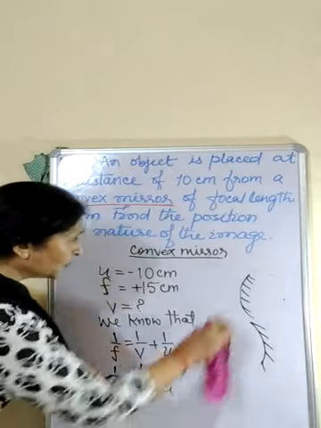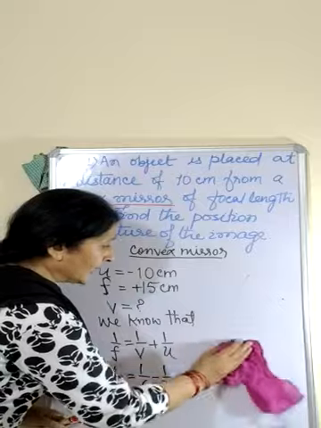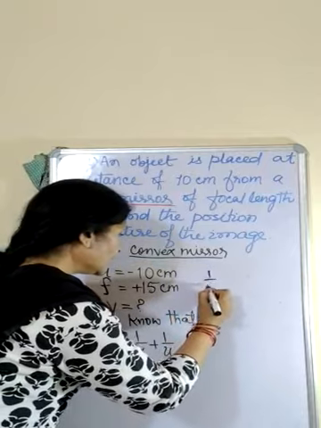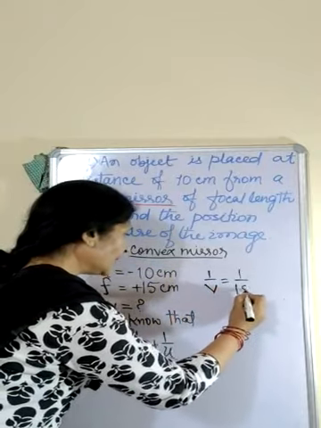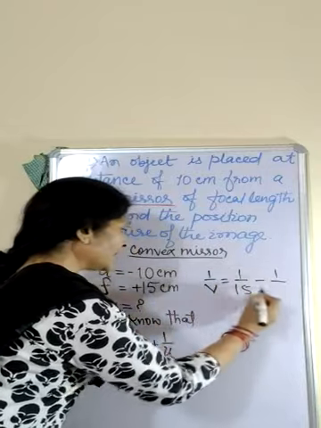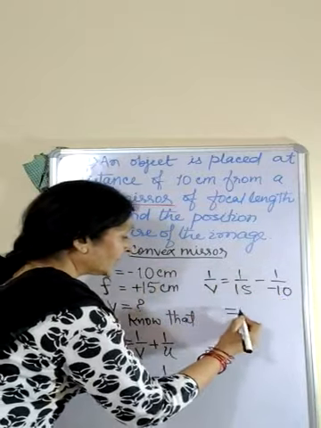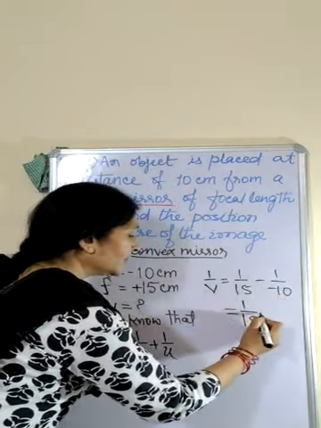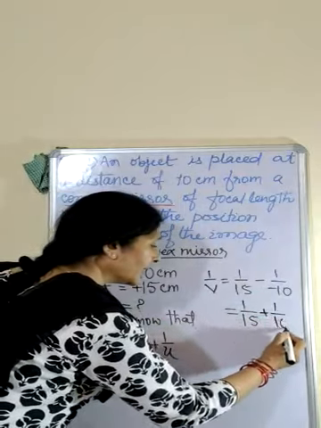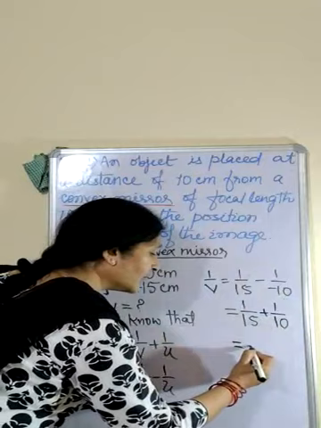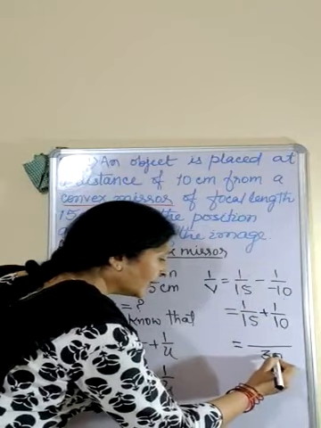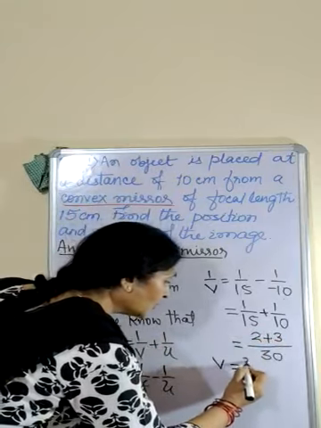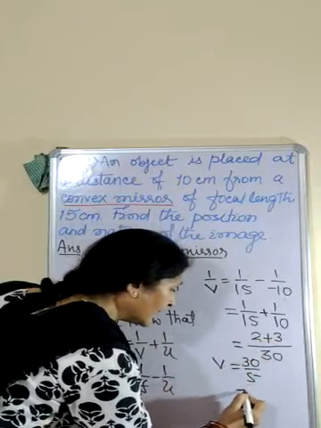Now we will put the values of focal length and the object distance given. 1 by V is equal to 1 by 15 minus 1 by minus 10, and we will write it as 1 by 15, and these two minuses will become plus 1 by 10. Now LCM of 15 and 10 will be 30, and here it will come 2 plus 3, and V is equal to 30 by 5, that is 6 centimeter.